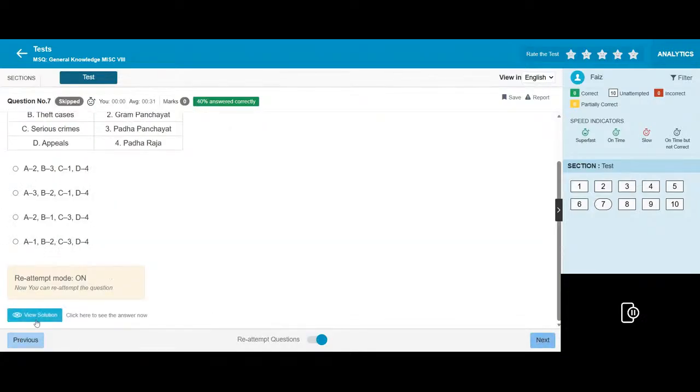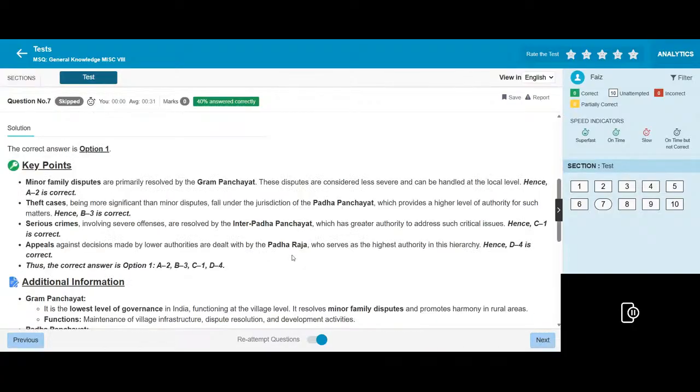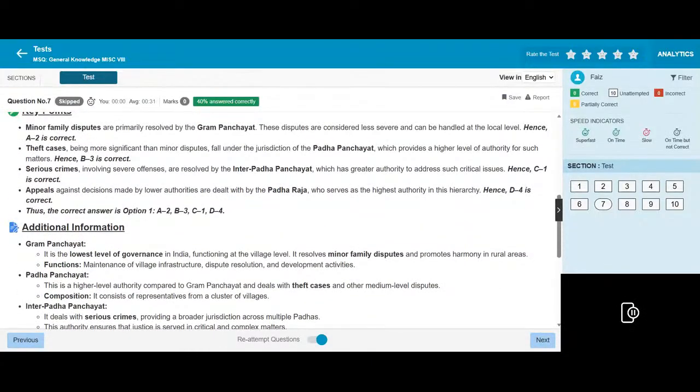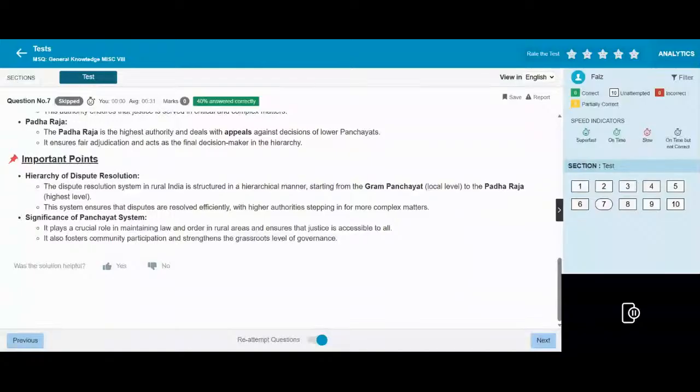Question. Minor family disputes are primarily resolved by Gram Panchayat. The legislature can handle theft cases. Petty cases are handled by Nyaya Panchayat. Serious crimes go to the inter-Nyaya Panchayat. Appeals go to the Nyaya Raja. Village and city Panchayat institutions.